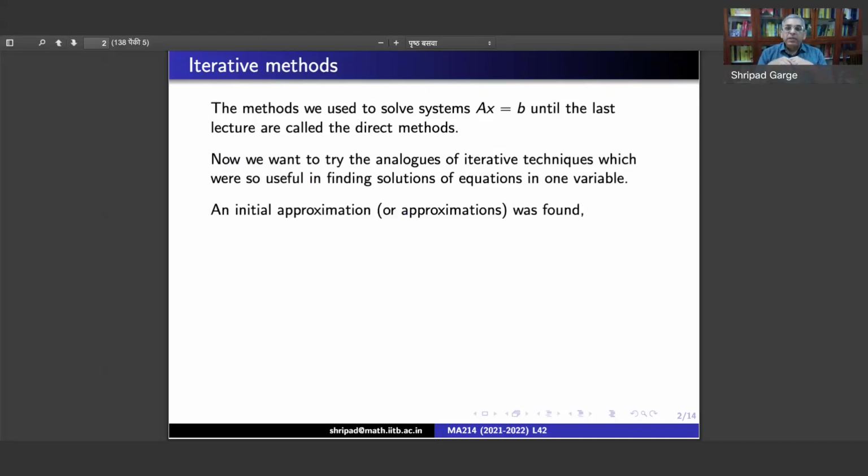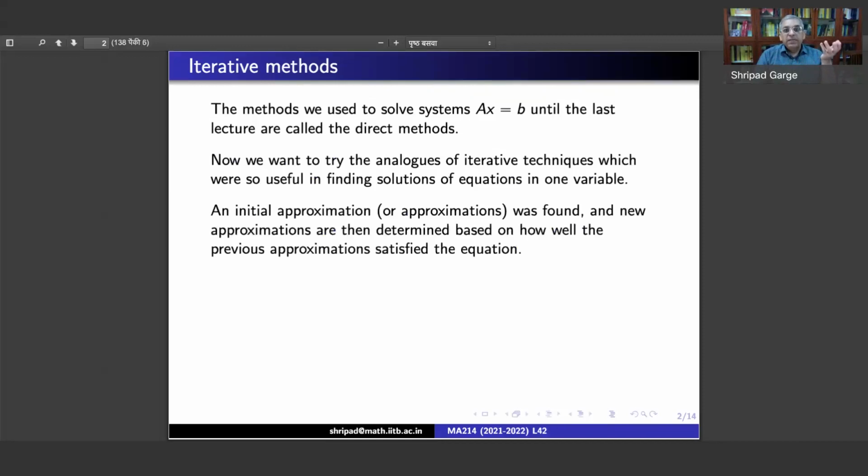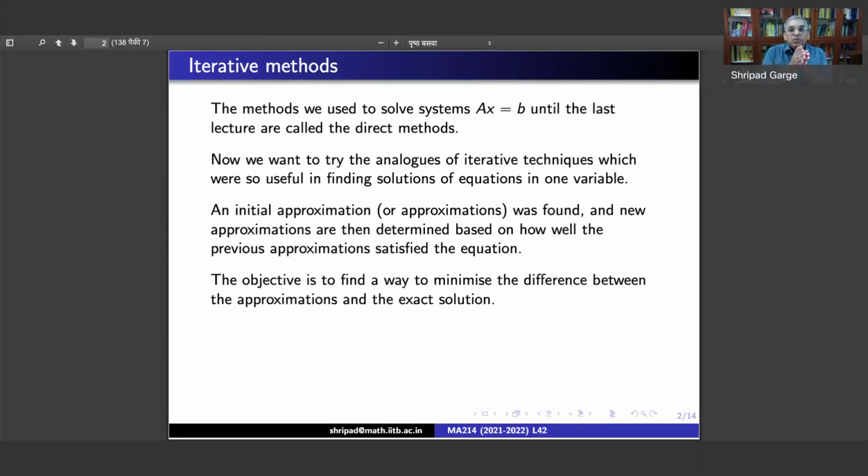So how did we apply the iterative techniques for equations in one variable? What we did was that there was an initial approximation, or maybe a few approximations to begin with. They were found, and new approximations were then determined based on how well the previous approximations satisfied the equation. The objective basically is to minimize the difference between the approximations and the exact solution. So that's the thing that we would want to do.